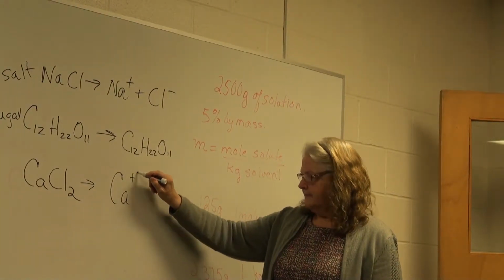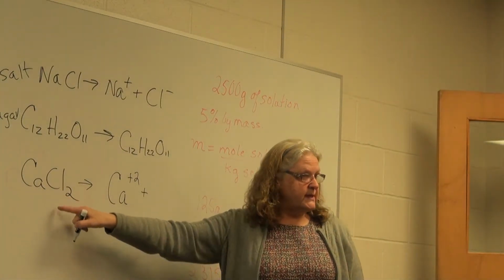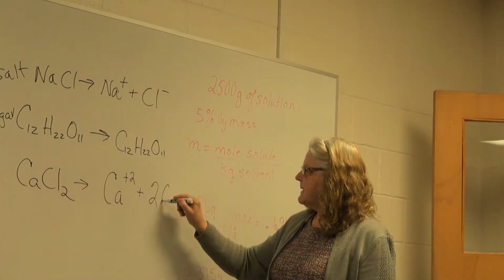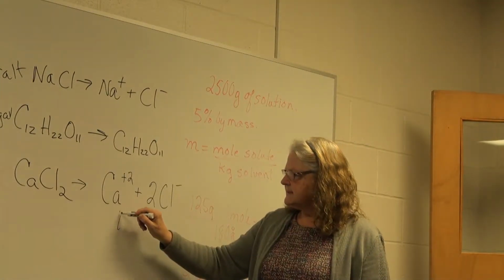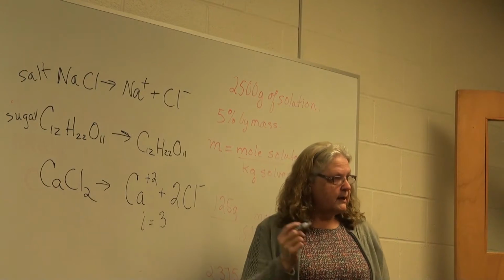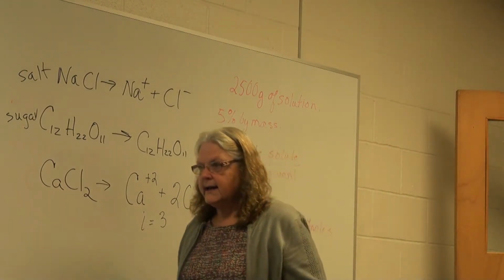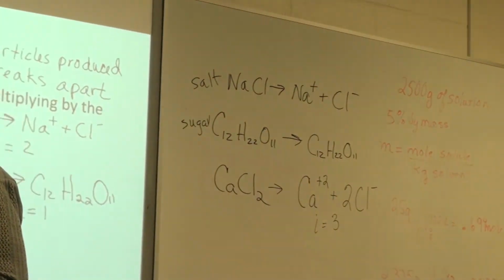Plus what? 2. Oh, yeah. Yep, that's it. And I have 2 fluorines, so these come off separately, so 2 Cl minuses. So for this, i would be equal to 3. All right, so the more pieces it breaks apart into, the bigger the bang I get, okay?